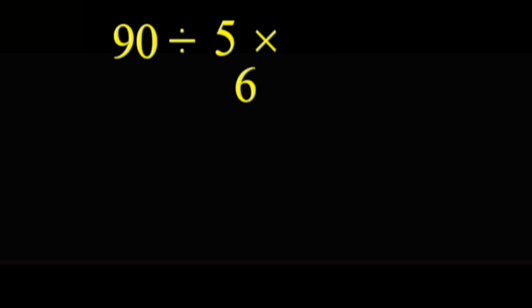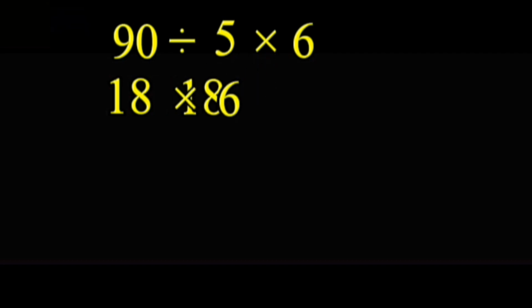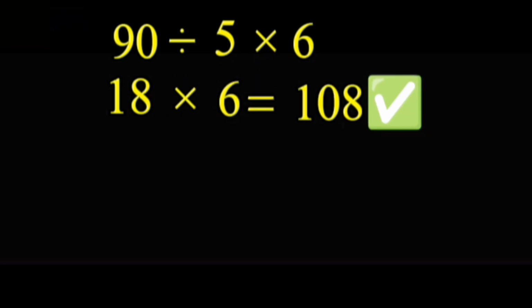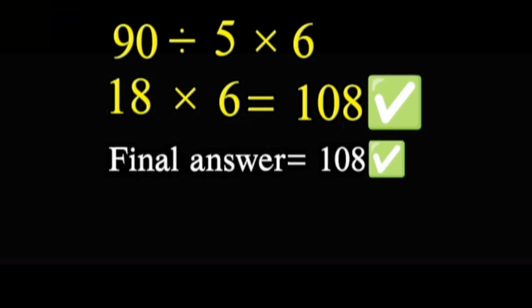Now the expression becomes 90 divided by 5 multiplied by 6. Since multiplication and division have equal priority, we move from left to right. First we calculate 90 divided by 5, which gives us 18. Then we multiply 18 by 6, which gives us 108. So the final answer is 108.